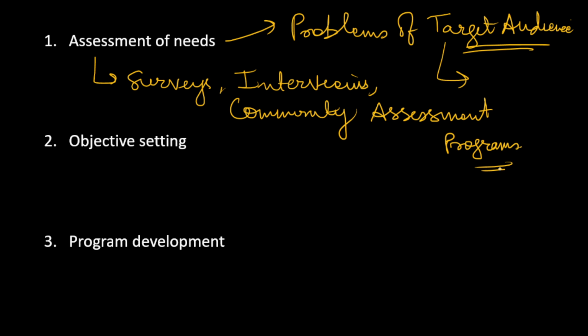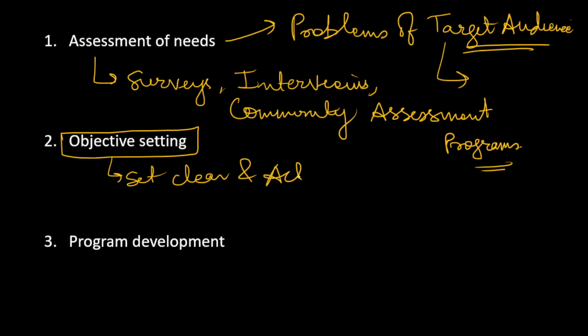Secondly, after assessing the needs, we will do objective setting. Objective setting is that we will plan, based on the needs, how we can do the things. We will set a clear and achievable program, or you can say plan. We will also develop a framework for evaluation in the plan itself.